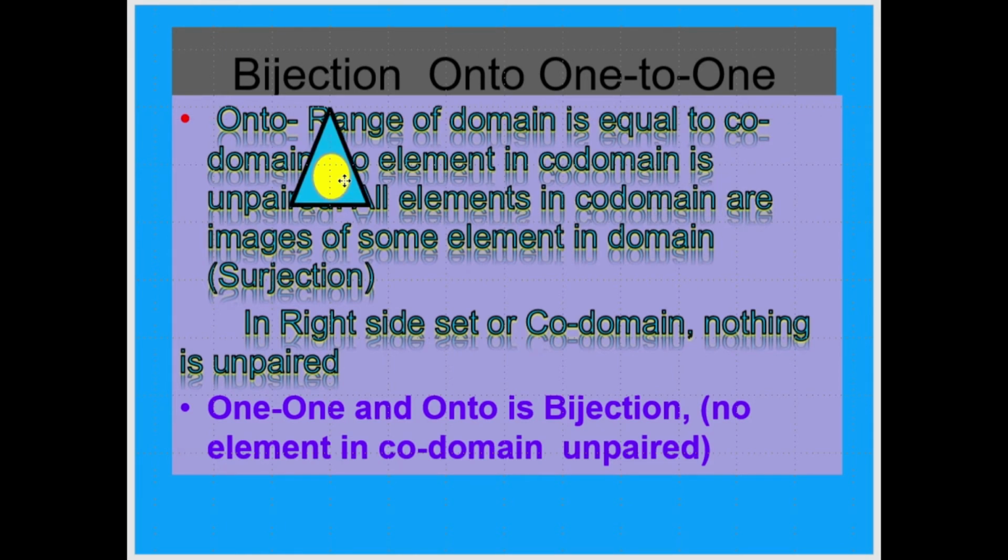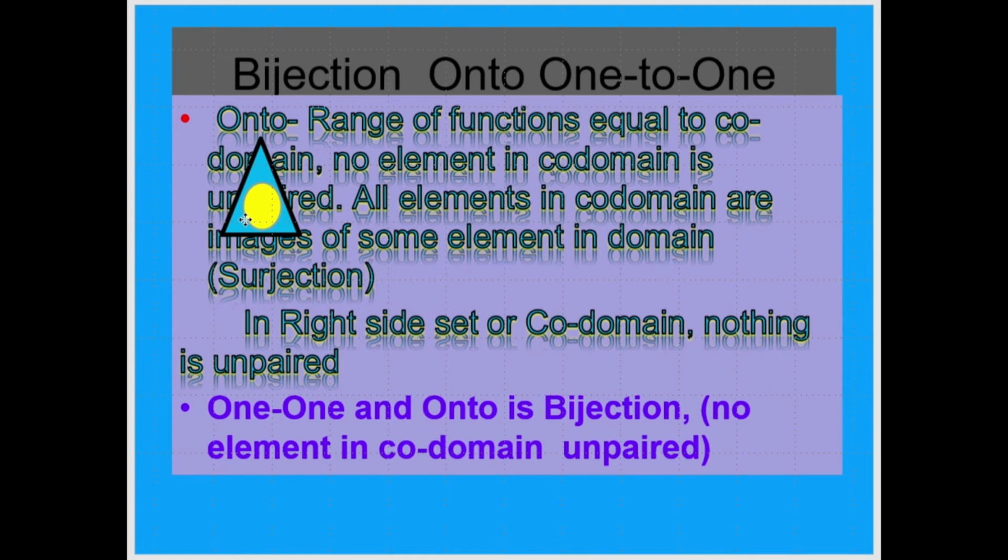What are these in the function context? Onto, range of function equal to codomain. No element in codomain is unpaired. All elements in codomain are images of some element in domain. That is also surjection. In right side set or codomain, in the arrow diagram, nothing is unpaired. 1 to 1 and onto is bijection.